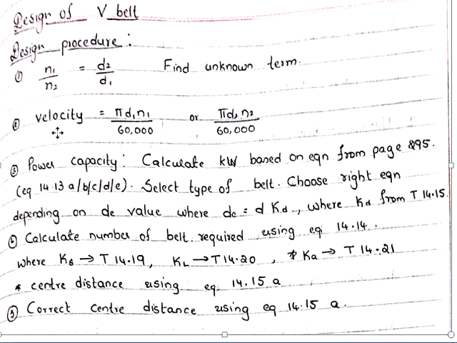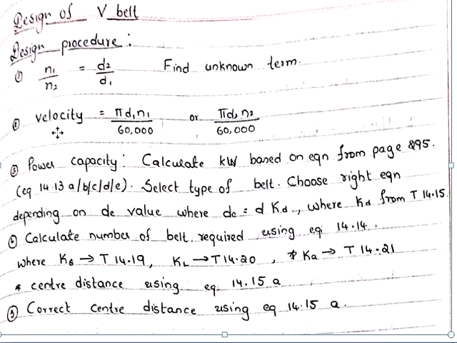Step number 3, find out power capacity. To find power capacity, use equation number either 14.13a or b. There are 5 equations under 14.13 starting from a to e. You have to identify the right equation based on the dE value, the equivalent pitch diameter d prefix e value. After finding out the dE value, select the right equation. dE value is given by small letter d into kd.